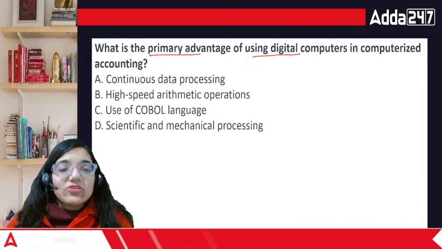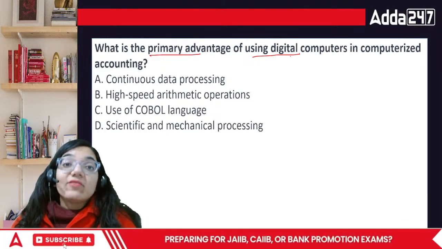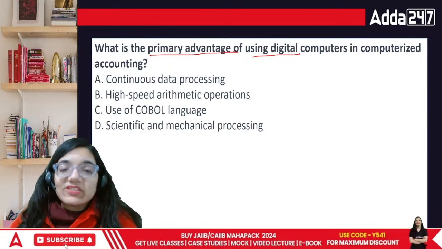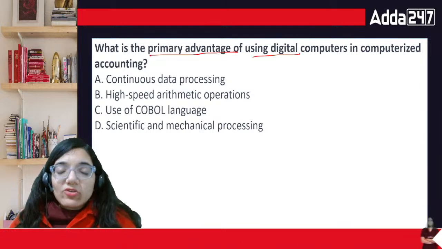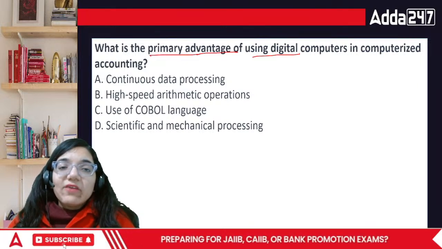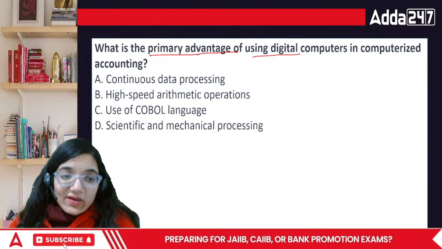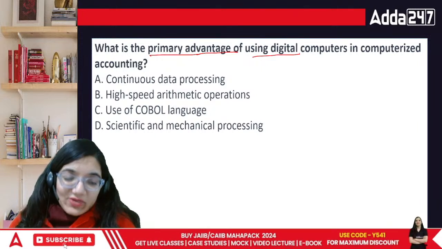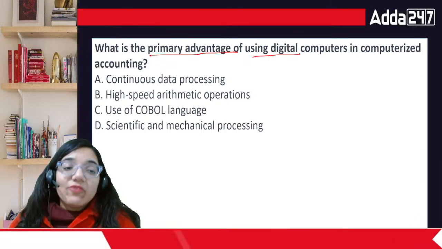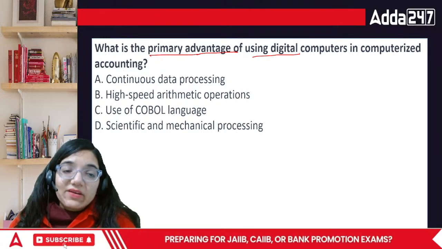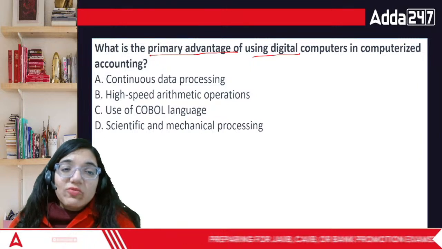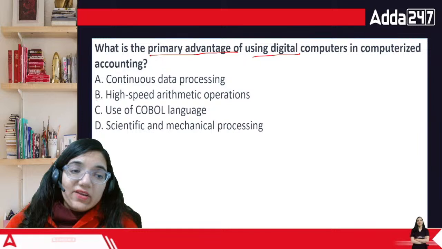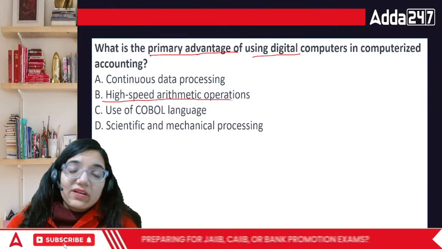Use of COBOL language, of course, it is used, but that's not an advantage, right? This is where the question gets a little troublesome, because if you have not gone through the particular topics properly, you will feel you don't have to do it. But in this case, you will have to understand what exactly the question is looking for. Then is scientific and mechanical processing. When we talk about the primary advantage of using digital computers, we are having high speed arithmetic operations.